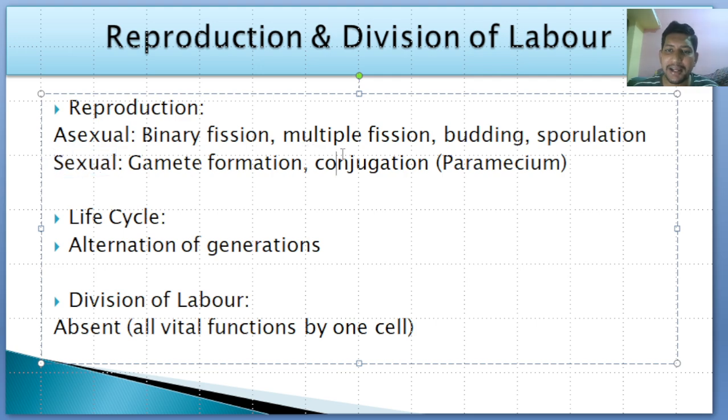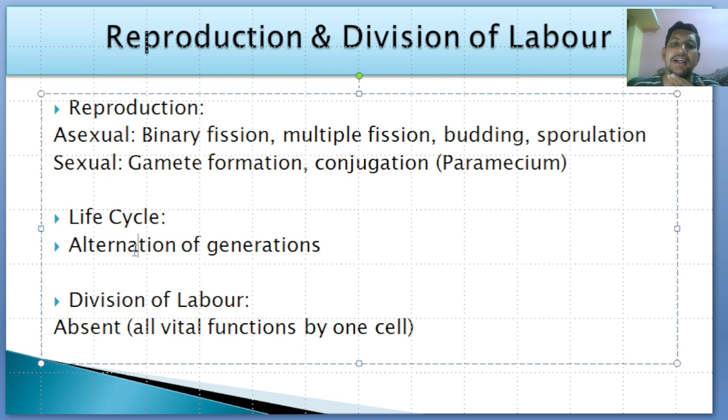And in the case of paramecium, it is very important, remember dear students, for the competitive exam, conjugation. So what is conjugation? We are going to study in detail about the reproduction in paramecium in the next classes. So remember, conjugation is a type of sexual reproduction. It is exclusively seen in paramecium. It happens only in paramecium. We will study more about this in the upcoming videos.